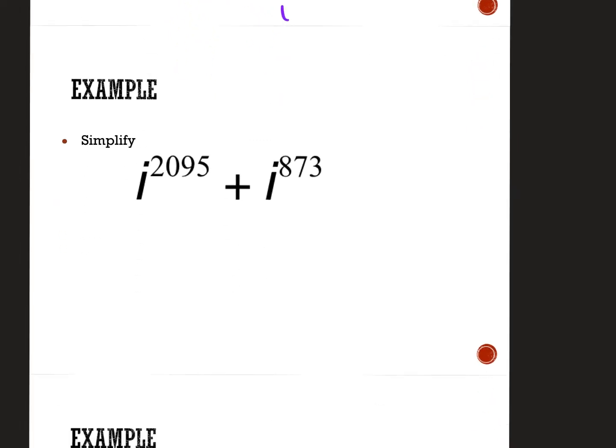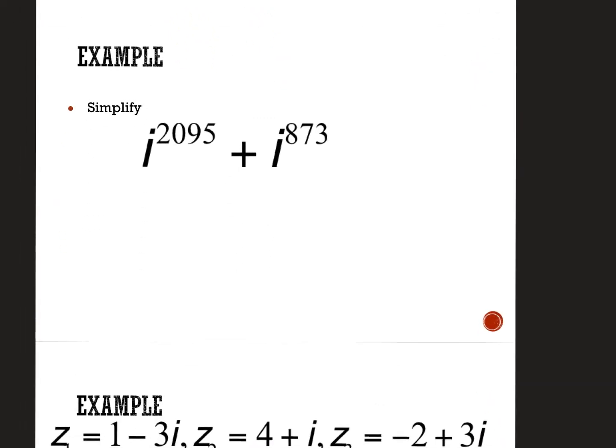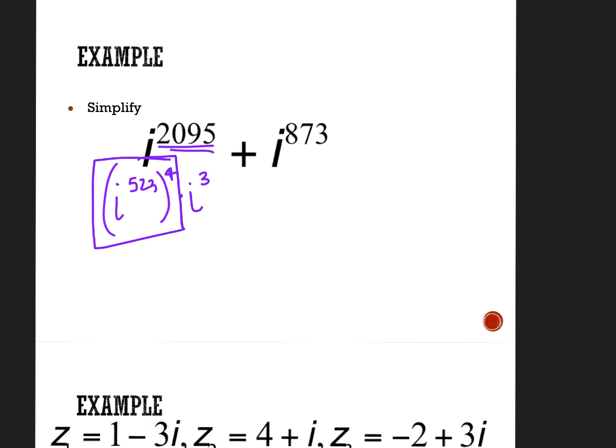Some much larger numbers are going to take a calculator. So if I take this exponent and I divide it by 4, in my calculator, I get 523.75. So I can actually rewrite this as i to the 523rd raised to the 4th times i to the 3rd. Okay, now again, you can always pause the video and double check that, but literally you just have to divide the exponent by 4, right? Because that way, all of this part equals 1. Okay, all of that equals 1.